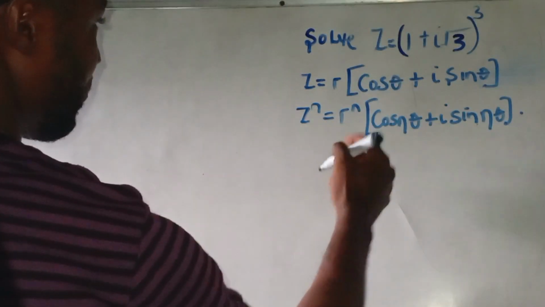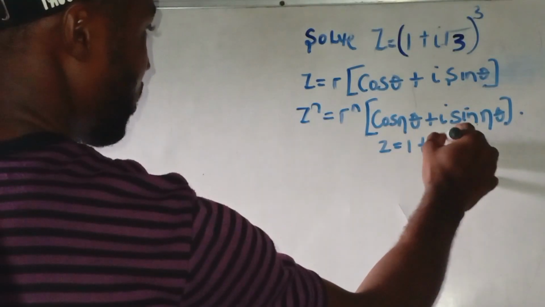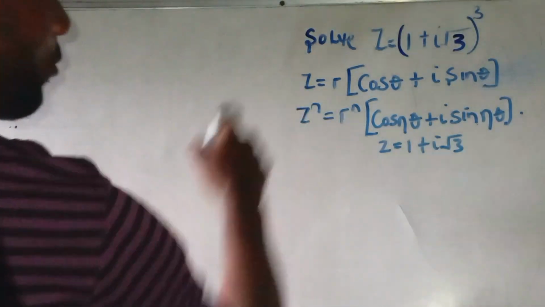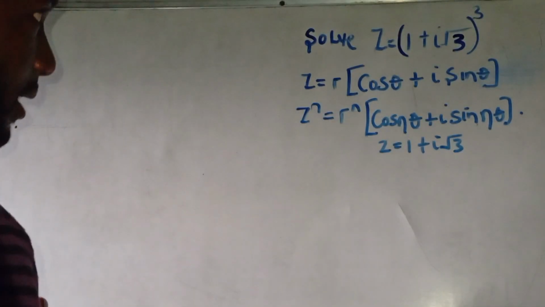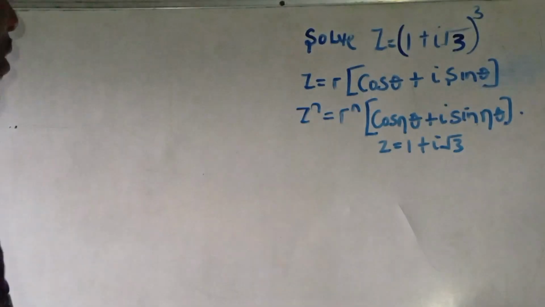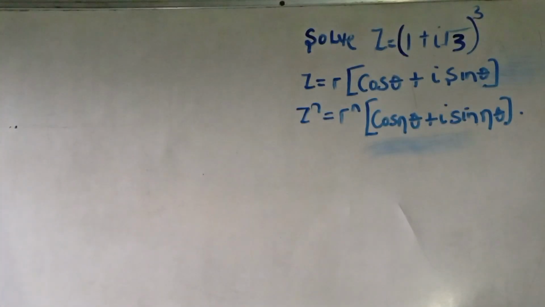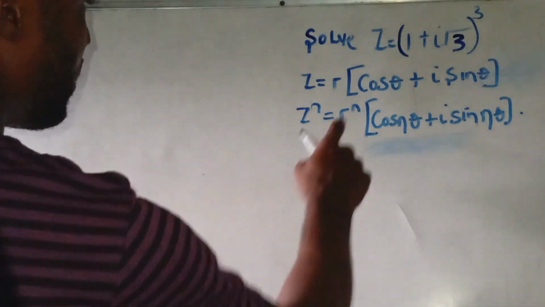What is the difference? What if the question was just given, just like z is equal to 1 plus i square root of 3? We are using the first formula to solve. You get my point? But when the power is given, we are using formula 2. So let's solve. Still the same steps, but what changes is the n.